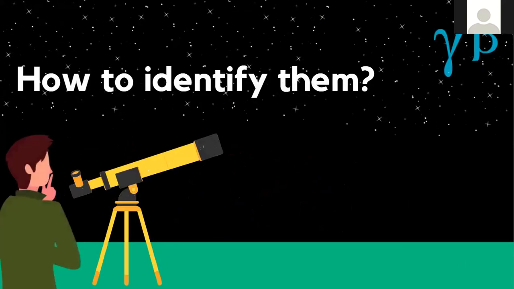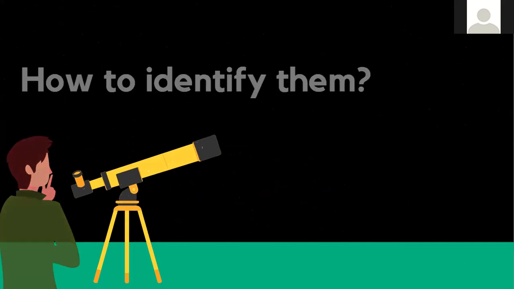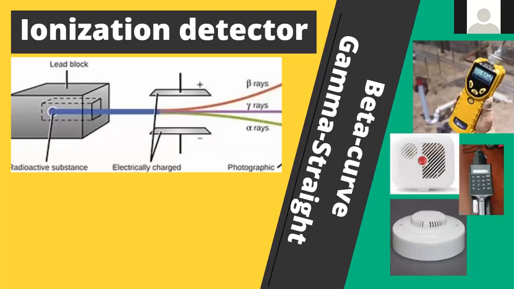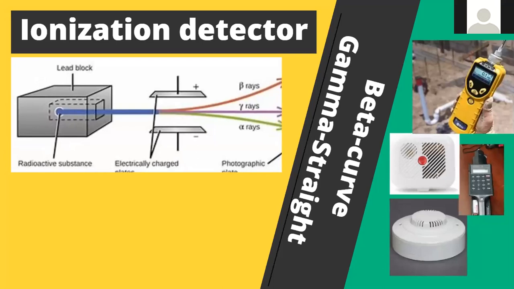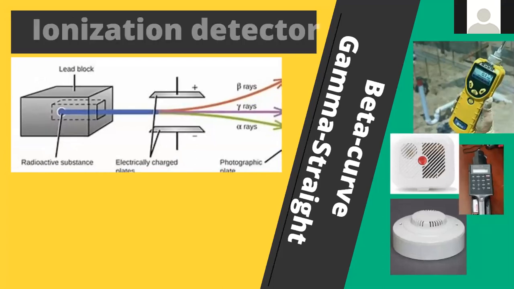So how do we identify them? We basically use the ionization detector, where the gamma particle will go straight and the beta will be in a curve because it is attracted to the positive magnetic field. So I think that's all from me. Thank you.